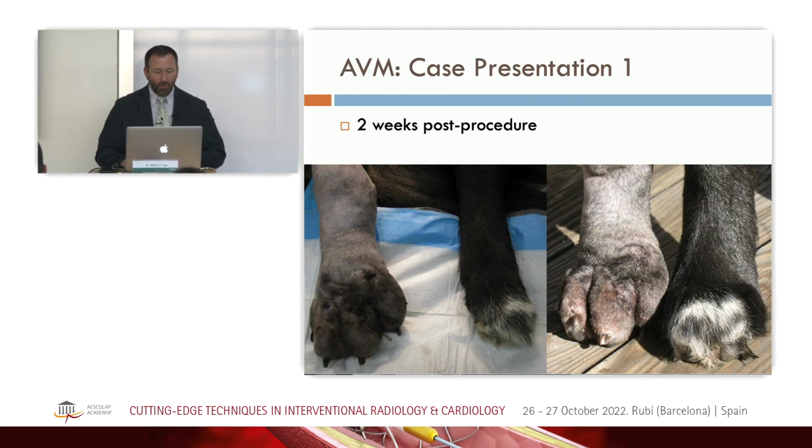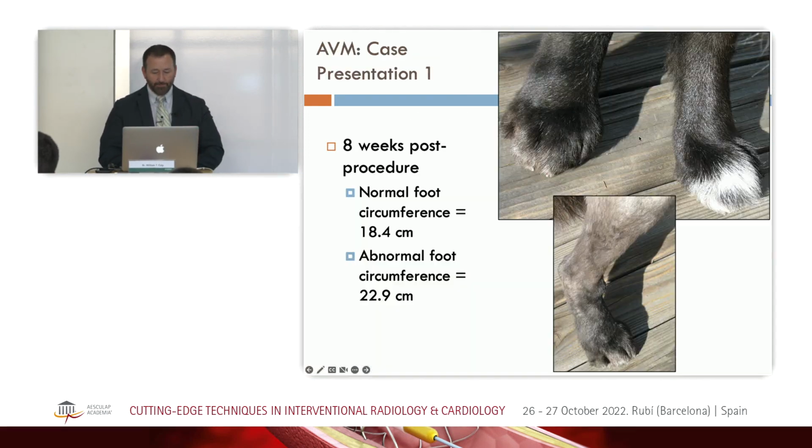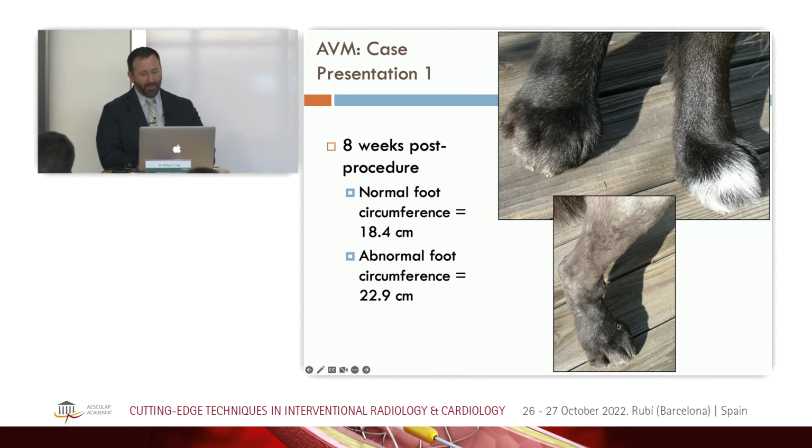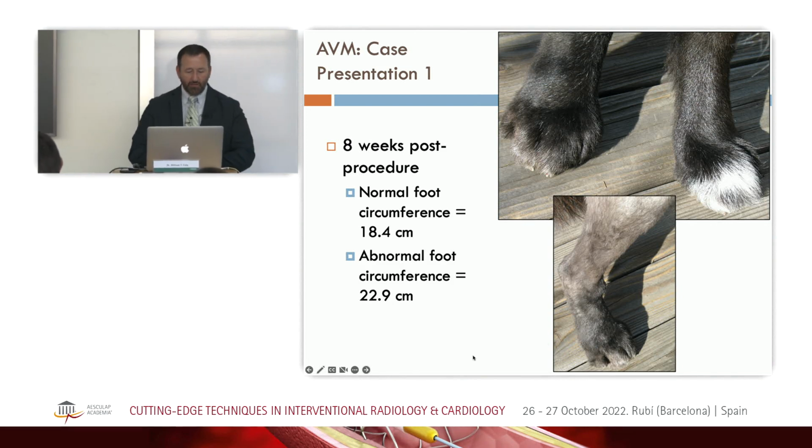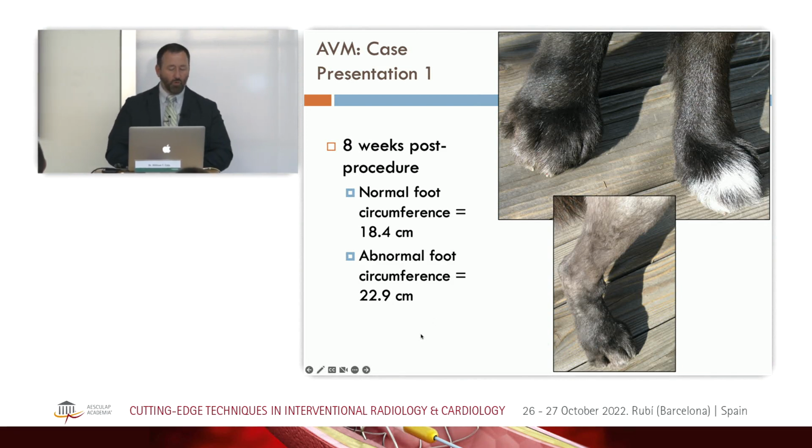Then we saw him back at 2 weeks. This is pre-procedure, so already post-procedure, you can see some improvements in the size of his foot. You can actually bend at his tarsus now a little bit and at his metacarpophalangeals. At 8 weeks, normal foot circumference was 18 and his abnormal was 22, and this was it at that point. So he's starting to get some good flexion in that foot and was able to walk again.